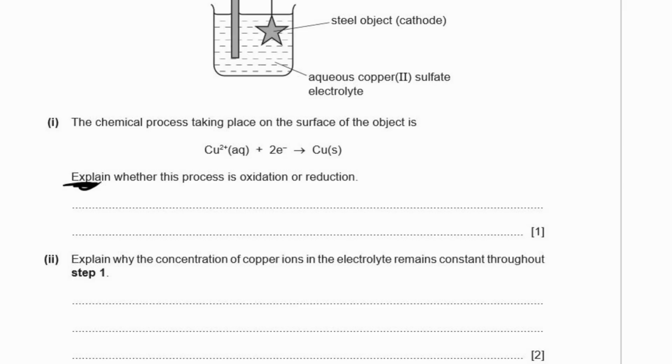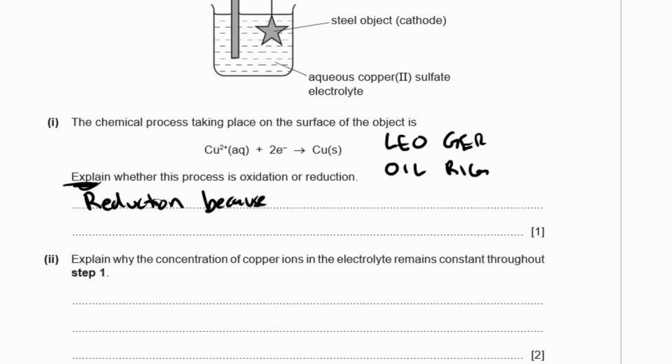So this is reduction. And I always remember this from what my teacher taught me when I was really young in high school. It was Leo the lion says grr. A lot of other people remember it as oil rig, but I like Leo the lion says grr. Loss of electrons is oxidation, gain of electrons is reduction. So this copper has gained electrons. Reduction, because that's what explaining is. It wants a because. The copper ions are gaining electrons. There we go. Reduction because the copper 2 plus ions are gaining electrons.